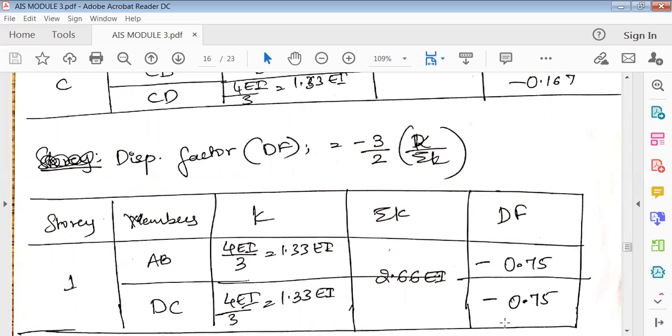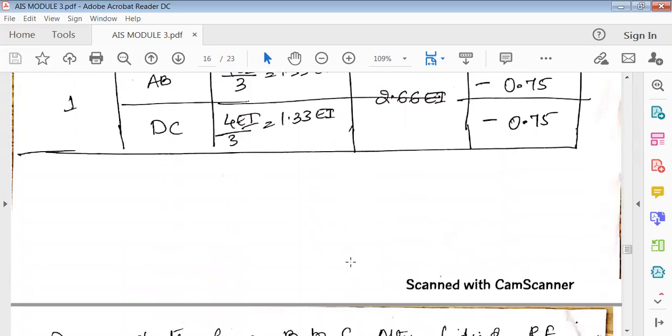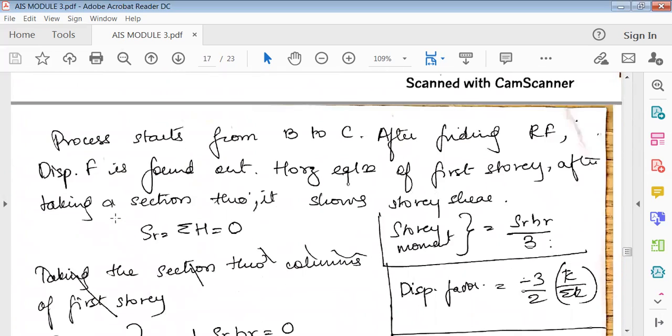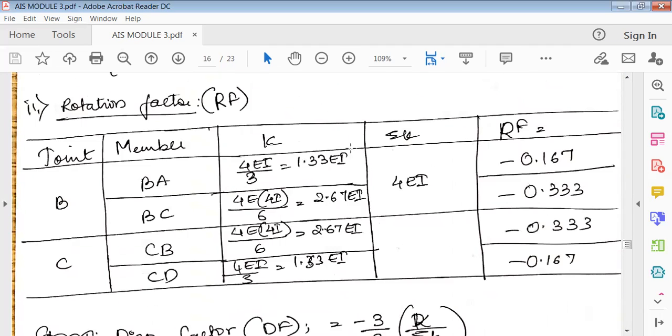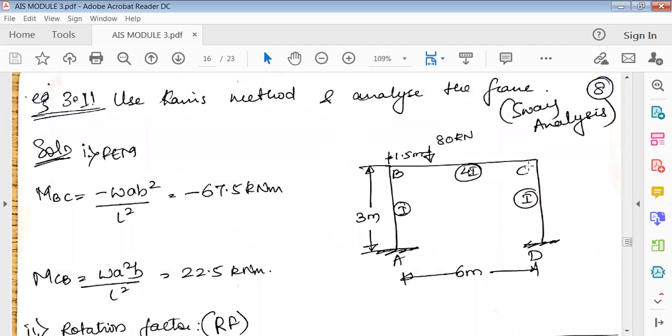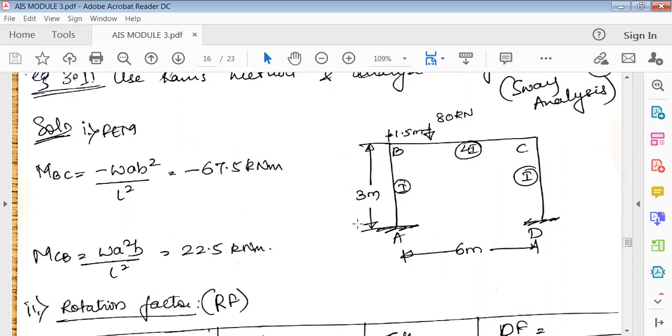So these you have to use. Okay. Now how to use? All right. See here again. The process starts from B to C, because first is the joint B, left top corner. So it starts like this: joint B to C, then comes to the columns D and A, like this. This is a cyclic process. Now, because it is sway, there are rotation factors and displacement factors in AB and CD also, that will be applying here.